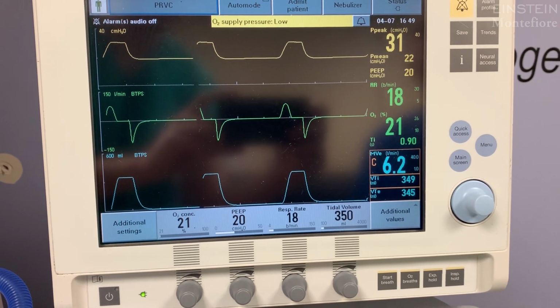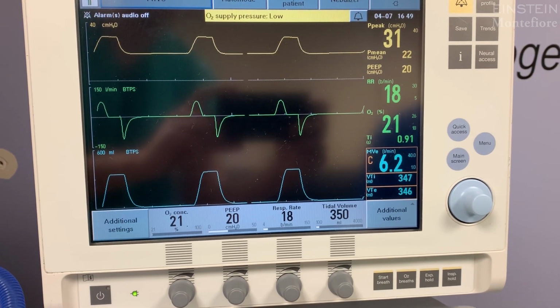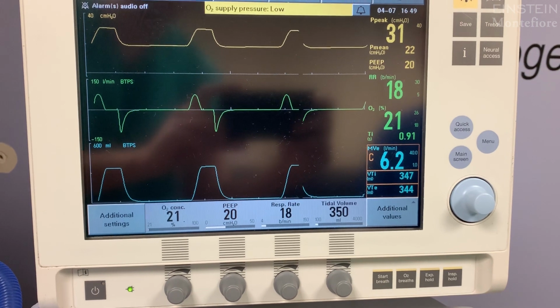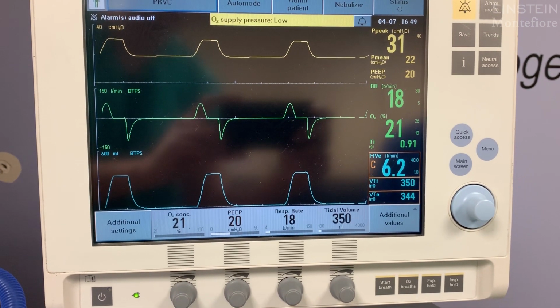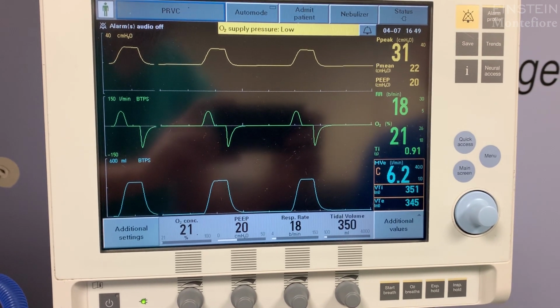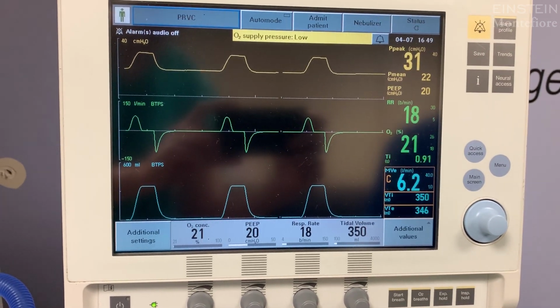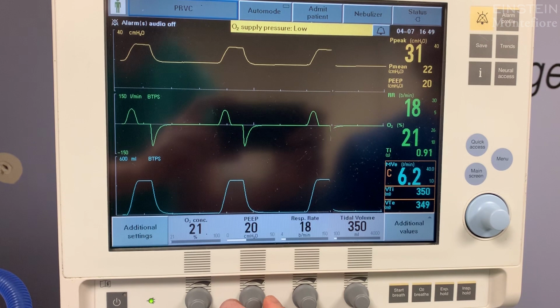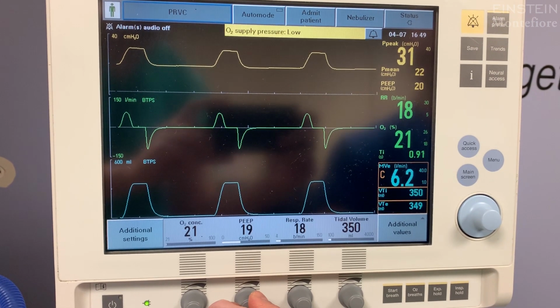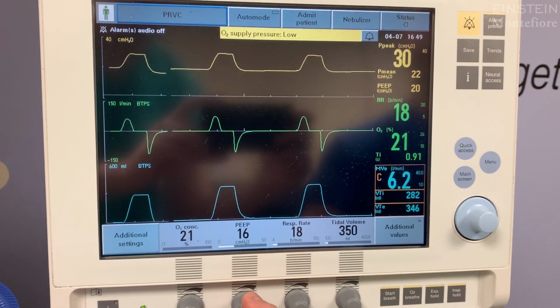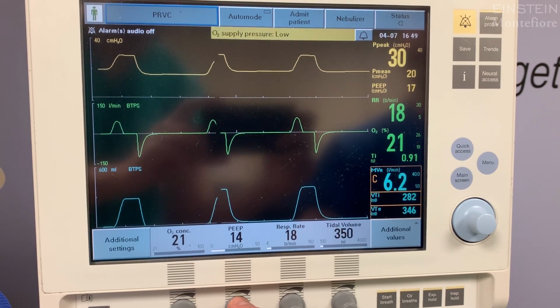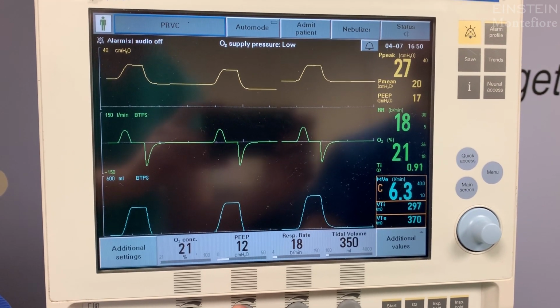Well, we know that PEEP that's elevated can potentially decrease venous return and also decrease compliance in the pulmonary vasculature, thus leading to the right ventricular overdistension. So what we can immediately do, as long as their oxygenation tolerates, is go down on the PEEP. And in the Maquet Servo ventilator, you simply toggle to the left. Let's say we turn it down to 12.